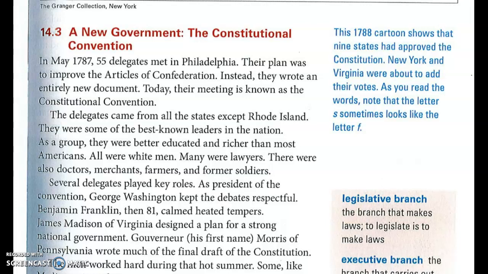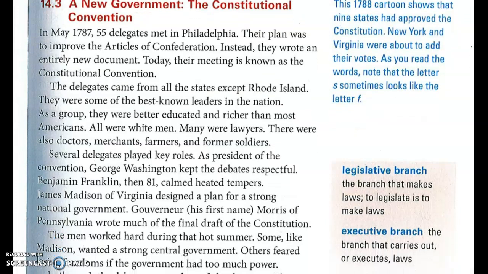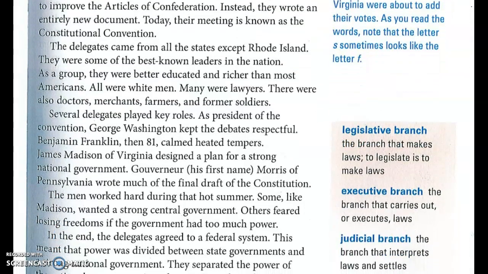They were some of the best known leaders in the nation. As a group, they were better educated and richer than most Americans. All were white men, many were lawyers. There were also doctors, merchants, farmers, and former soldiers. Several delegates played key roles. As president of the convention, George Washington kept the debates respectful. Benjamin Franklin, then 81, calmed tempers. James Madison of Virginia designed a plan for a strong national government.